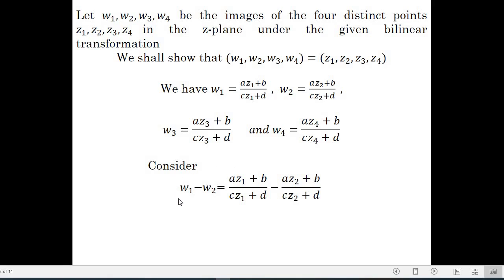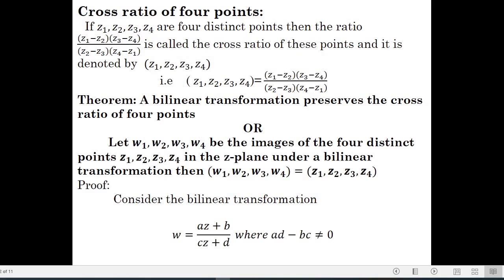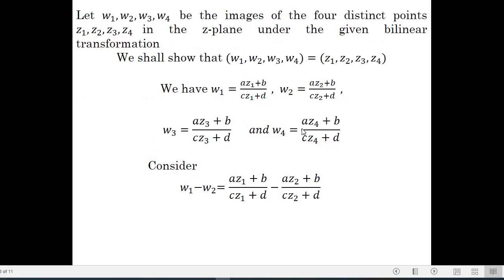Now we consider W1 minus W2. If you observe the definition of cross ratio of 4 points in Z plane, you have a factor Z1 minus Z2 in the numerator, and Z3 minus Z4. So I will first find out these factors. Just replace Z by W. So what is the first factor? W1 minus W2. So we consider W1 minus W2.